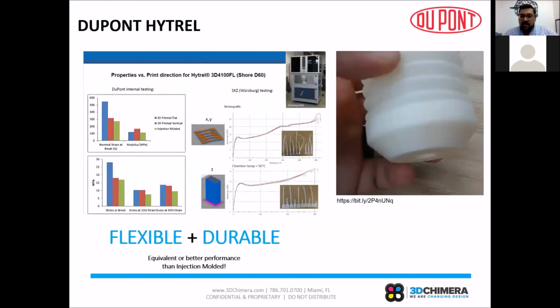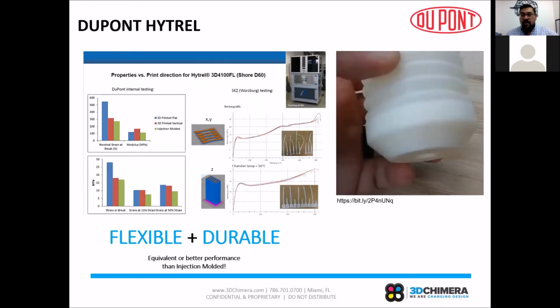Another material that I'd like to share with you is the DuPont HYTREL material. This is a TPE material available in a 60D and a 40D durometer. These are really great materials as well. What's really interesting about these is that the parts themselves were tested by an independent lab and found to be at equivalent or even better strength characteristics than injection molded parts.